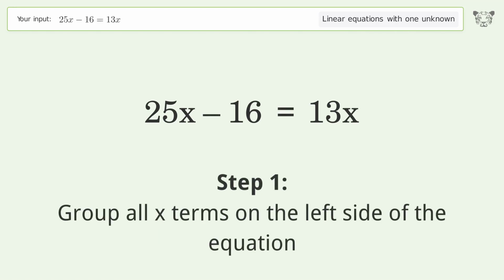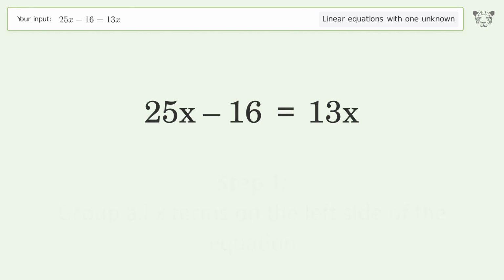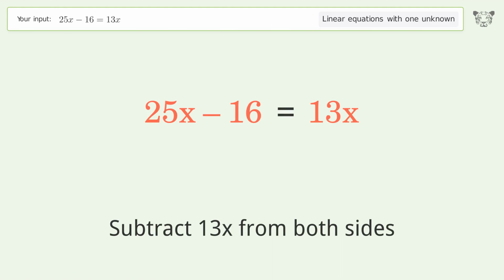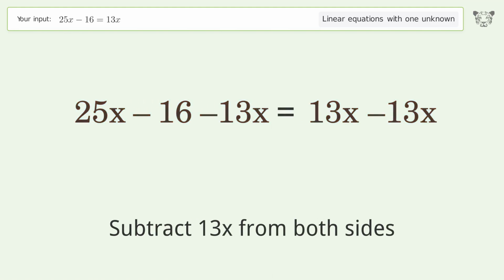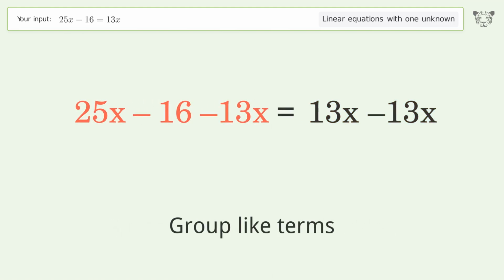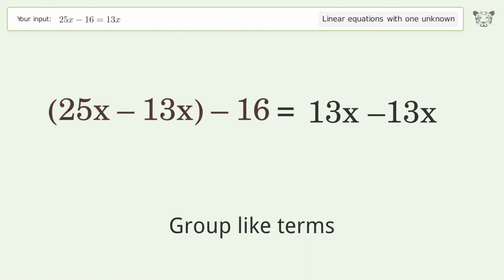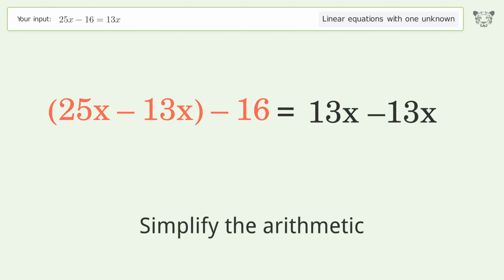Group all x terms on the left side of the equation. Subtract 13x from both sides. Group like terms. Simplify the arithmetic.